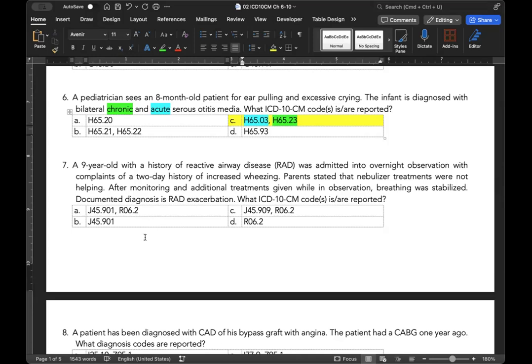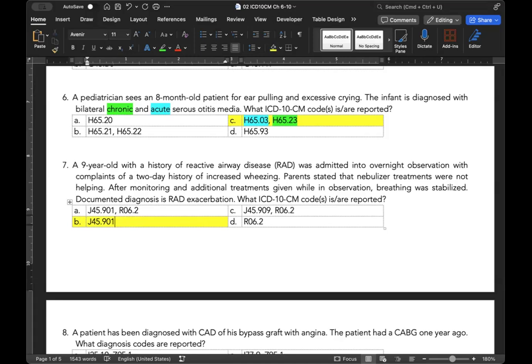We have two answers in the chat, A and B. J45.901 is our correct code. So if we have asthma or the reactive airway disease, would we also code the wheezing as well? No, we wouldn't, because the wheezing is an inherent sign or symptom of the asthma. Perfect. I just wanted to make sure that you understood why we were only coding the J45.901.